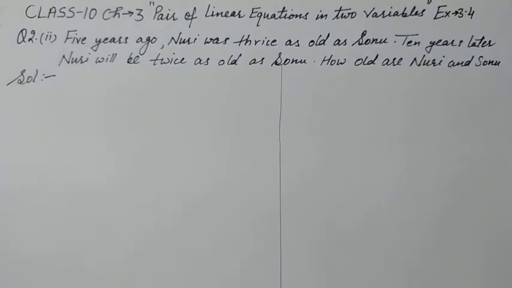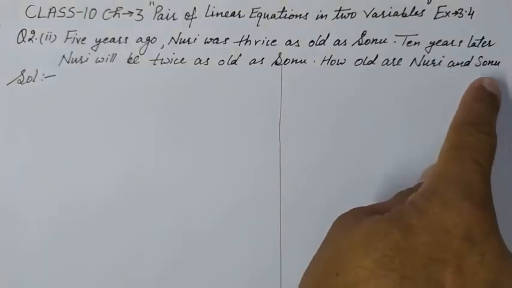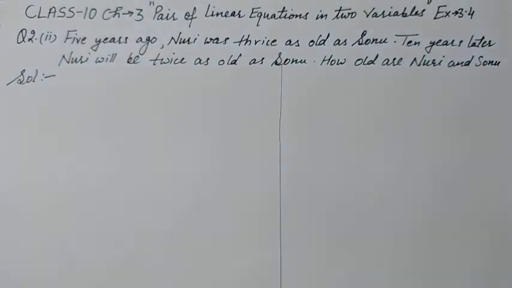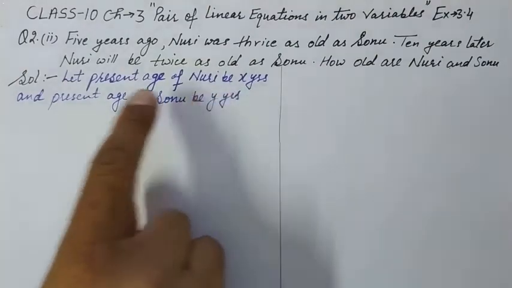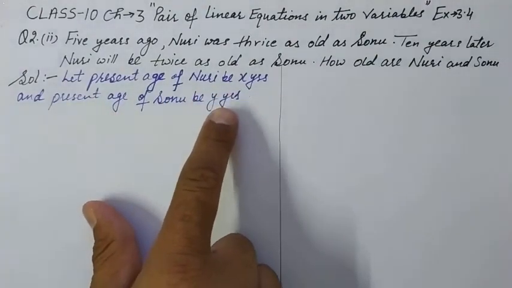So in these types of questions, first of all, assume the present ages of the persons given. So let the present age of Noori be x years and the present age of Sonu be y years.